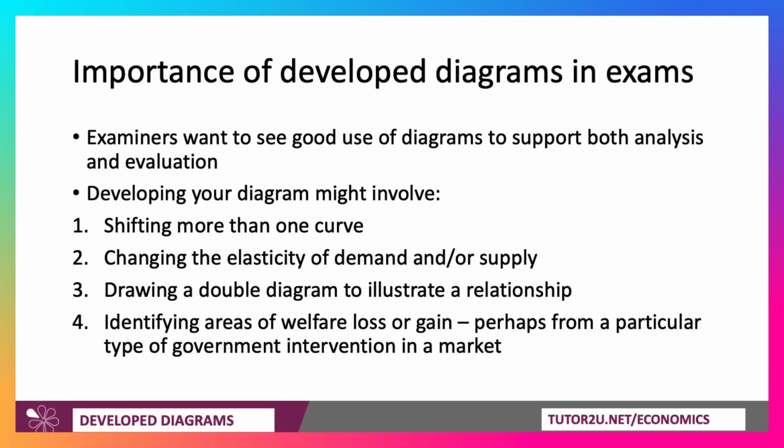And what do we mean by that? Well, it could mean shifting more than one curve. It could mean changing the elasticity of demand or supply, possibly. It could involve drawing a double diagram side by side to illustrate a more complex relationship. And it can certainly involve identifying areas of welfare loss or gain, perhaps from a particular intervention such as a tax or a subsidy.